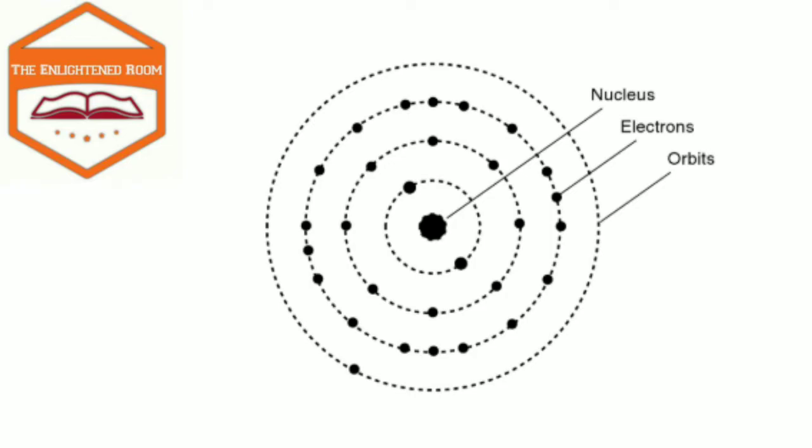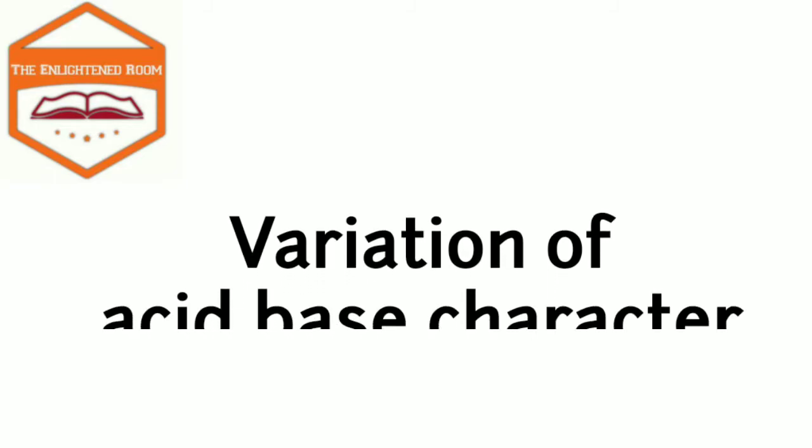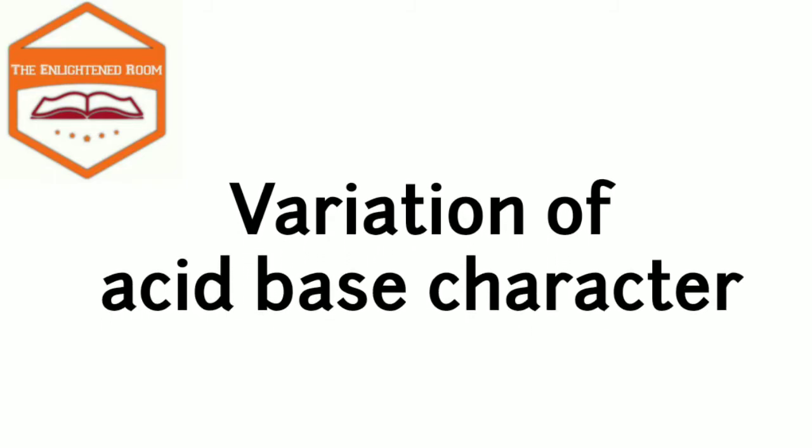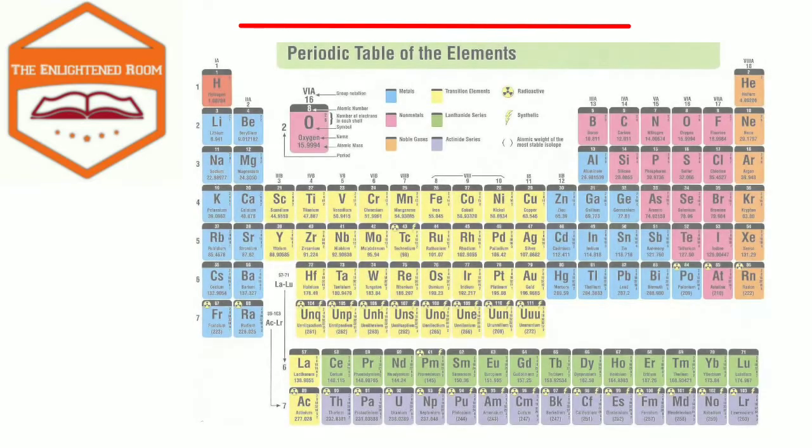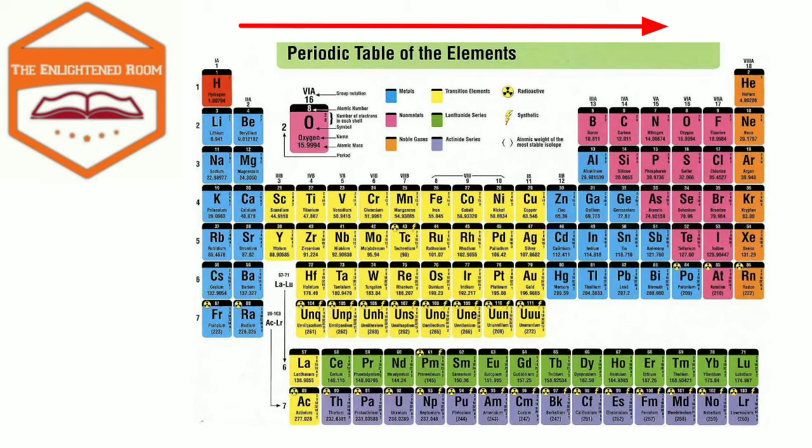Now, let's take a look at the variation in acid-base character of oxides or hydroxides along a period. It is very well known that oxides of metals are basic, while the oxides of non-metals are acidic. Therefore, as we move from left to right across a period, the basic character of the oxides or hydroxides decreases while their acidic character increases.